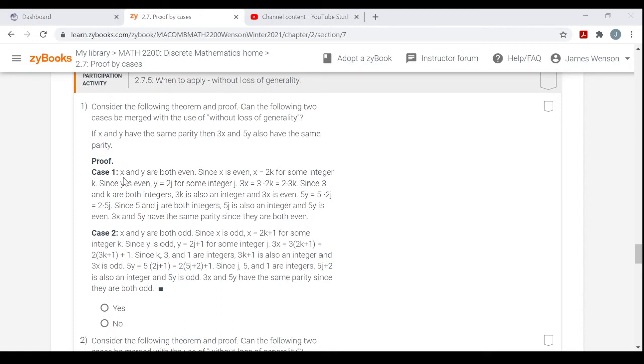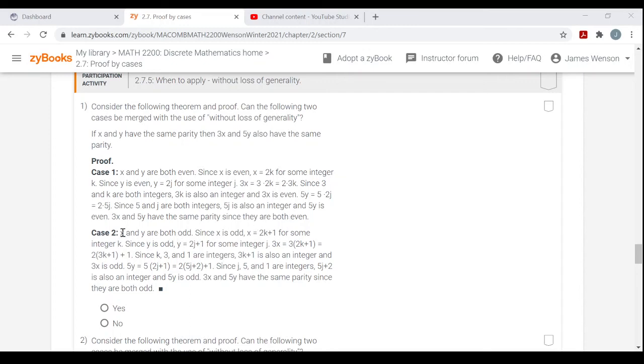So case 1, x and y are both even, right, and then the other one is x and y are both odd. Since x is even, x equals 2k for some integer k. Since y is even, y equals 2j for some integer j. Then you look at 3x and 5y, and they're both even, right? They're both even.